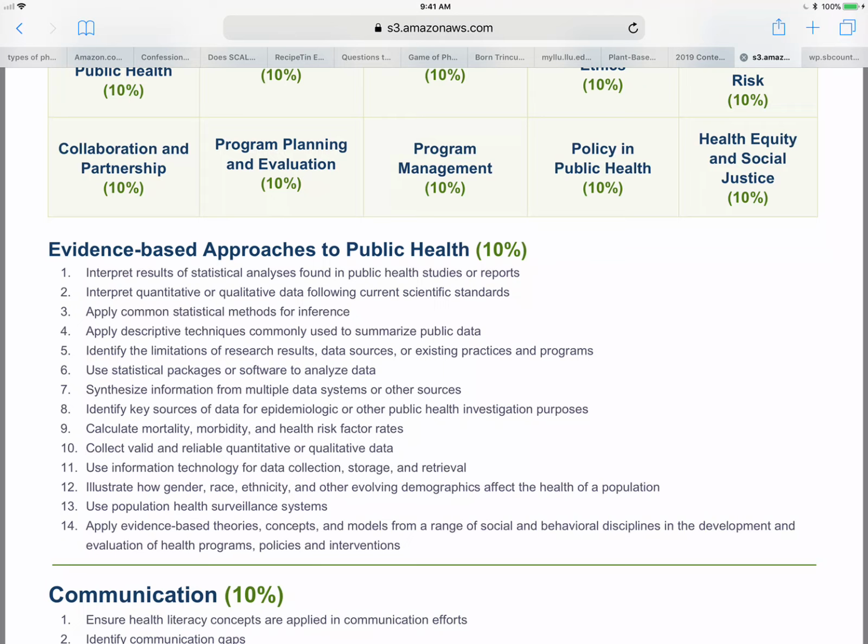But on top of that, we're going to be layering a couple of different things. So not only are you learning how to make the graphs yourself, but you're also learning how to interpret what other people have done. So number 1, interpret the results of statistical analyses found in public health studies or reports. So if somebody else has made the graph, then your job is also to be able to interpret their graphs. And number 5, identify some of the limitations of these research results or data sources or other things. And so to be able to interpret it and then also be able to layer on what could be some of the limitations. So let's take a look.